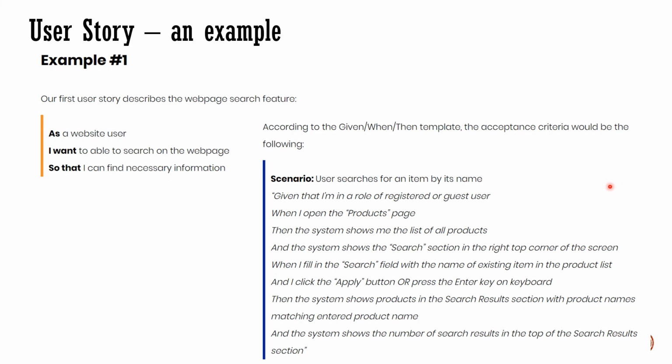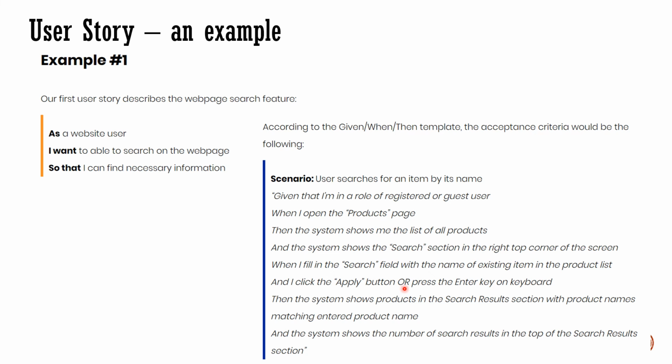Right? So let's look at another couple of examples, a combination of story as well as acceptance criteria. As a website user, I want to be able to search on the web page so that I can find the necessary information. What is the acceptance criteria? Given that I am in a role of a registered or a guest user, when I open the products page, then the system shows me the list of all the products. The system shows the search section in the right top corner of the screen.